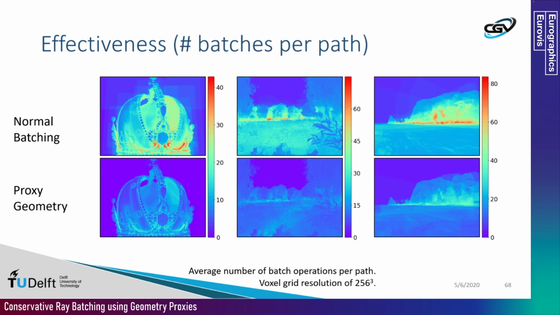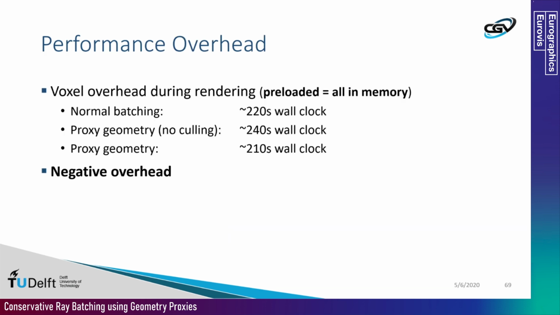We can also illustrate the effectiveness using a heat map. Here, the color indicates the number of times that the ray had to be batched. This includes indirect rays. We can determine the performance overhead of our contribution by measuring the render time of 3 different configurations. In all cases, the geometry was loaded and the acceleration structures were built before rendering started. In the first configuration, we measure the render time with normal ray batching. In the second configuration, we traverse the SVDAGs, but we discard the result. Finally, in the third configuration, we traverse the SVDAGs and we use the results to skip batching if possible.